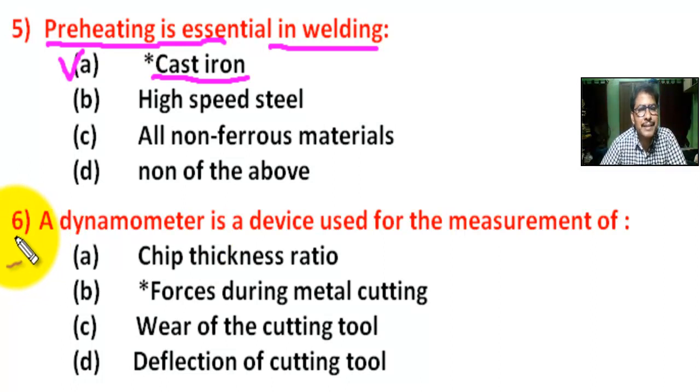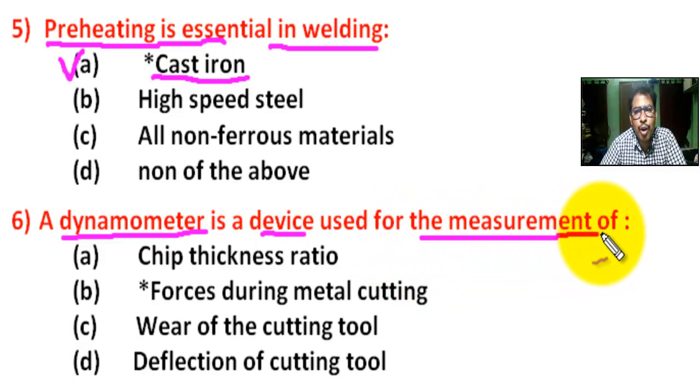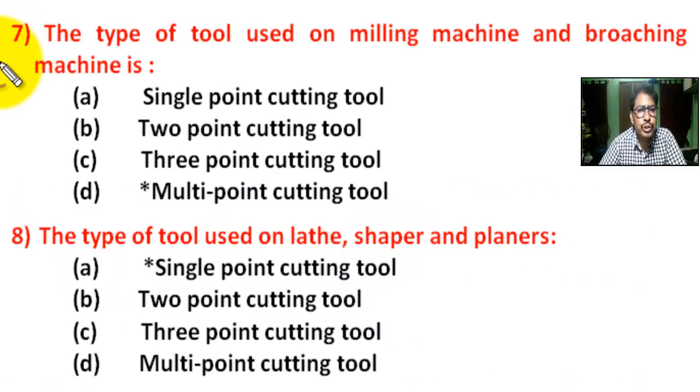Question number 6. A dynamometer is a device used for measurement of. There are 4 options. Correct answer is B. Dynamometer is a device for measurement of forces during metal cutting.